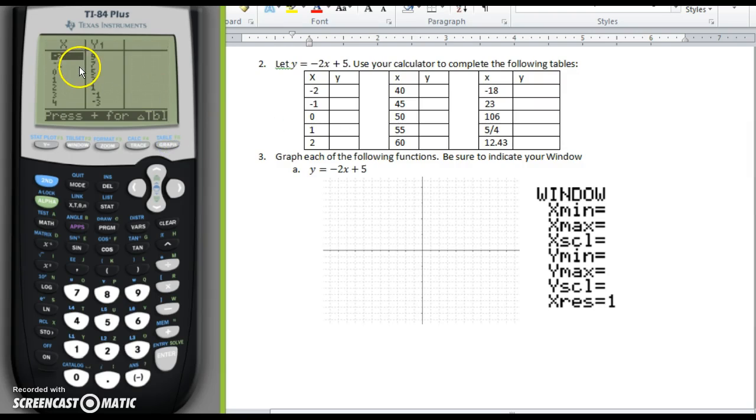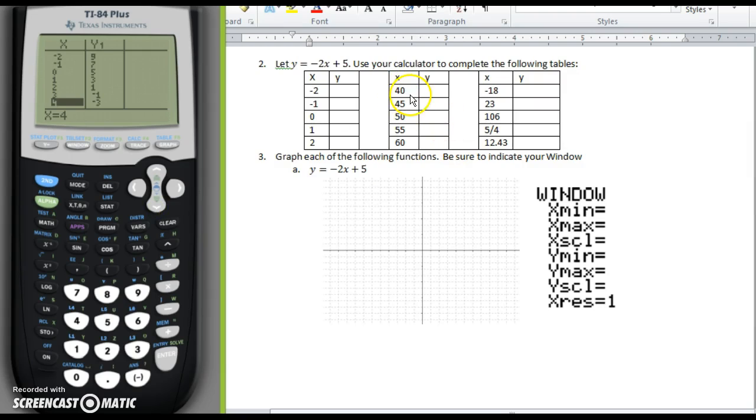Now you can just fill this in. So for when x is negative 2, y is 9. So you'd write a 9 right here. And then when x is negative 1, y is 7. So you'd write a 7 right there. And then 5, 3, and then the last one would be 1. Okay? And you can also scroll these up or down if you want even more values. But for our table, we didn't need any more.